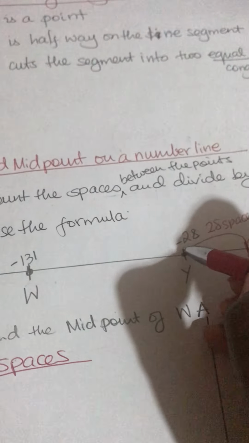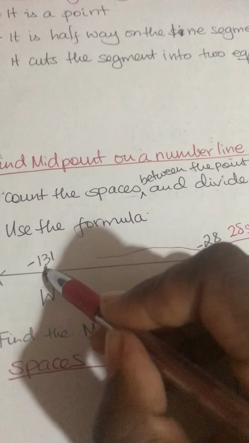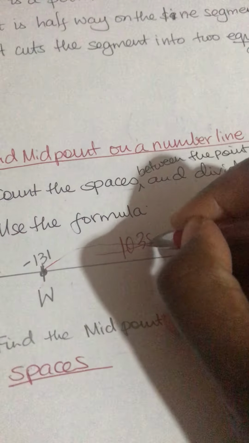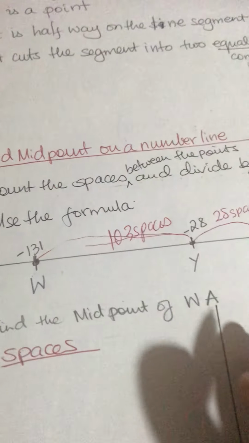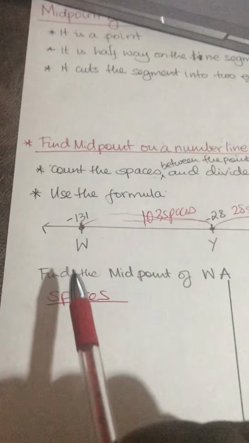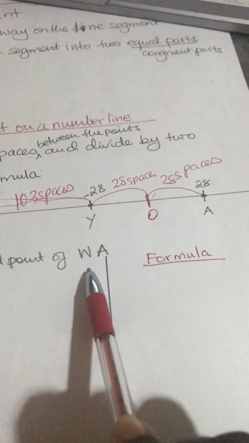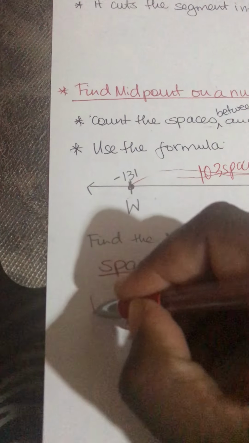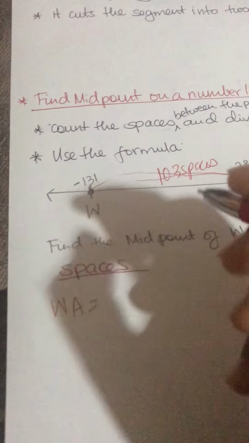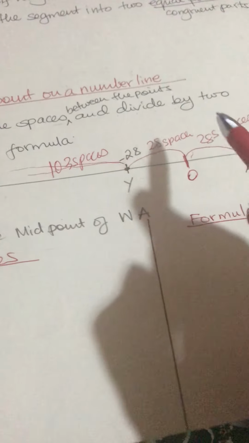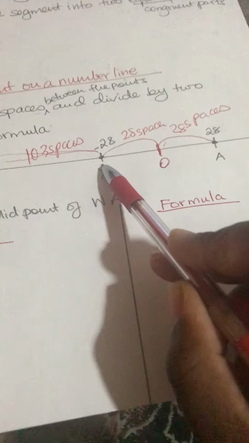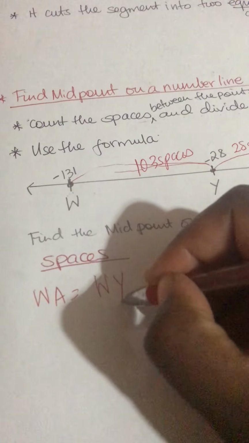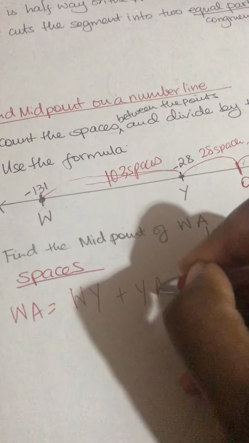So from here to here, I know I have 103 spaces. So now I am going to count my spaces from W to A, because that's what the question says. So first of all, I find WA. WA will be WY plus YA.